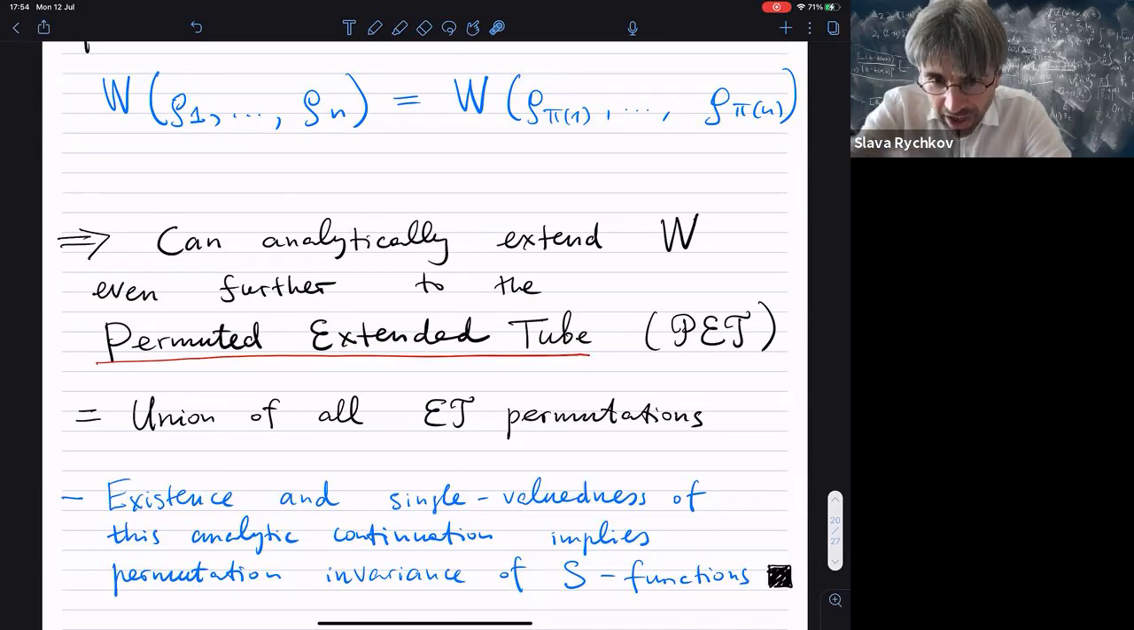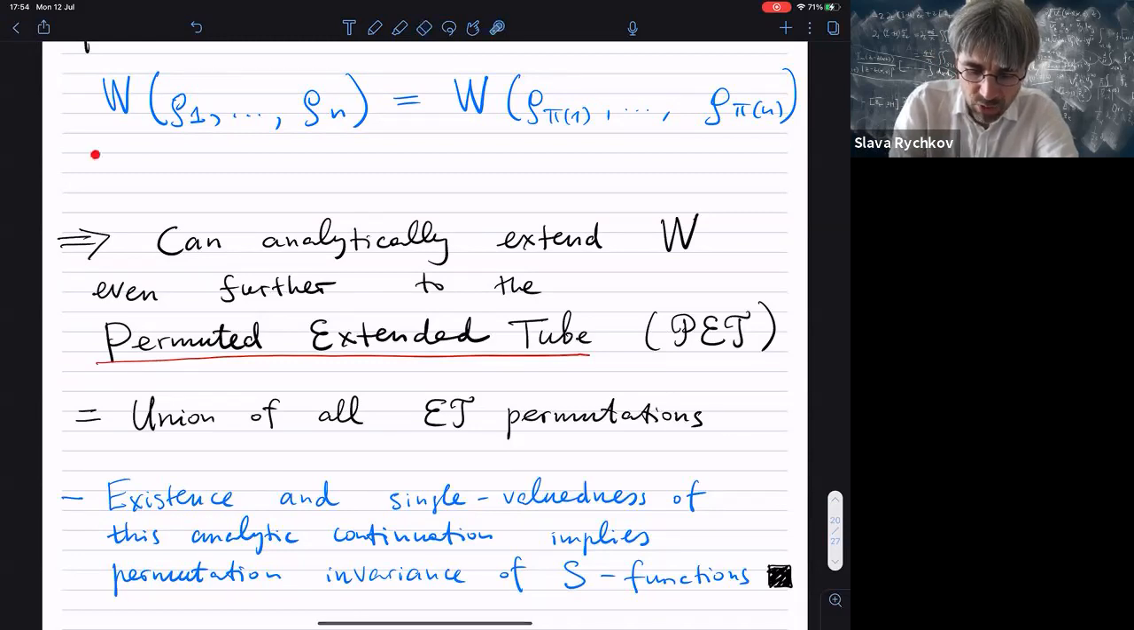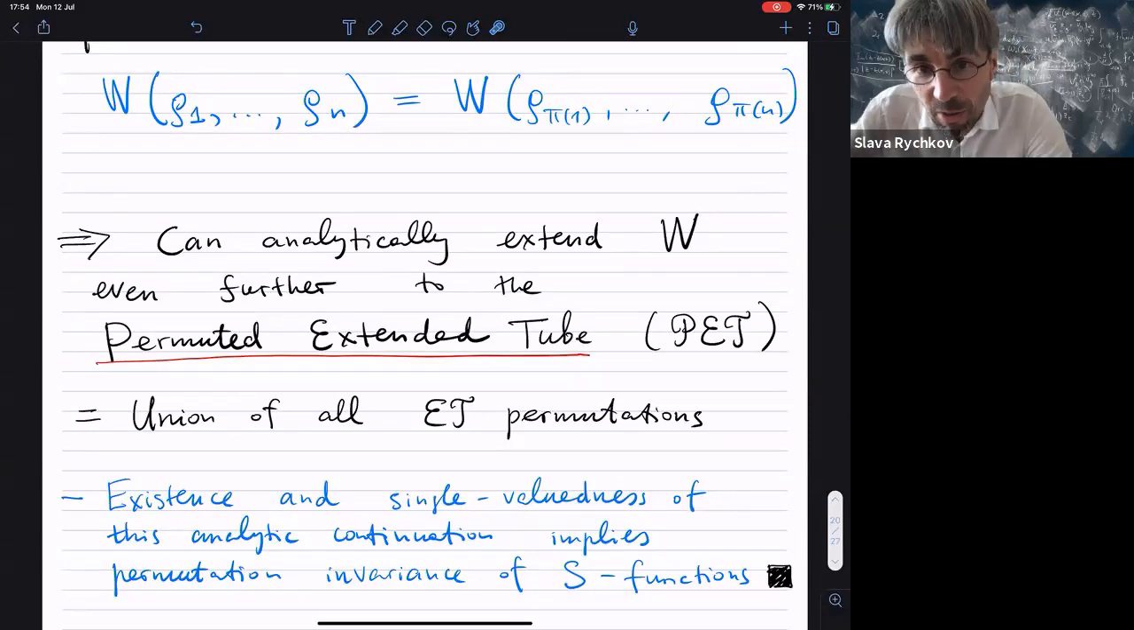You have to show again, there is a little bit of technicality, that this extension does not create any ambiguity, but that's relatively easy to show. So now you have an analytic function in the permuted extended tube, which is a very, very big set. And everywhere in this permuted extended tube where the function is defined, it has to satisfy this permutation invariance, because it's an analytic function and somewhere it satisfies this permutation invariance, so it must satisfy it everywhere.